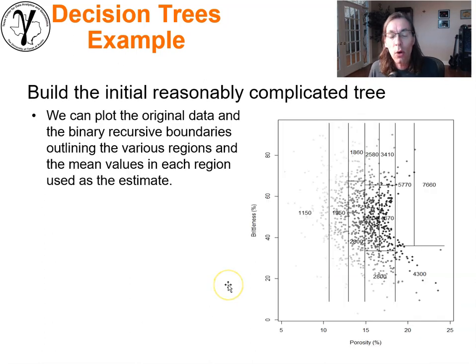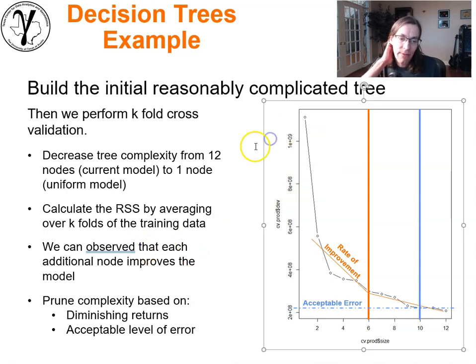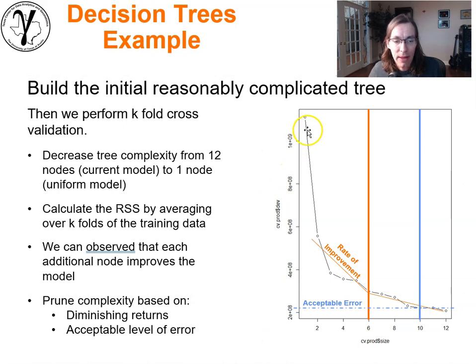Now, we can also visualize the model as binary hierarchical segmentations of the predictor feature space, porosity, brittleness, and here are all of our cuts that are being made, the thresholds. And we can look at the model and also see, in addition, the estimates being made within each one of those regions. We've got 12 regions there. The tree may be overgrown. Well, we go ahead and look at k-fold cross-validation and we see, in fact, that as we increase the number of nodes in the tree, we get a continuing decrease in model error in testing the model with a k-fold cross-validation.